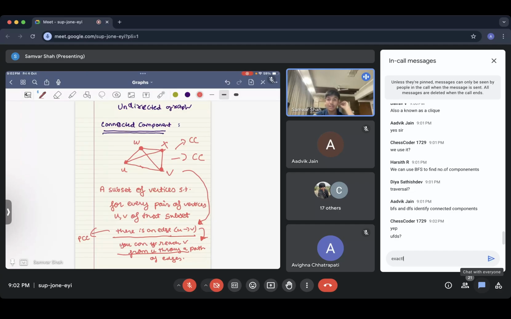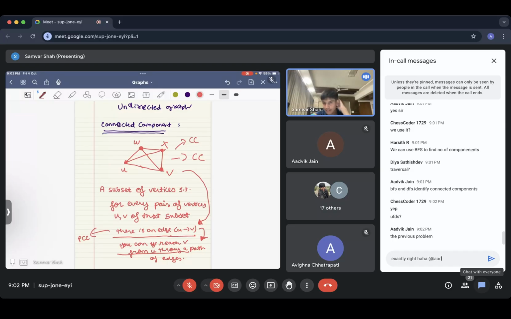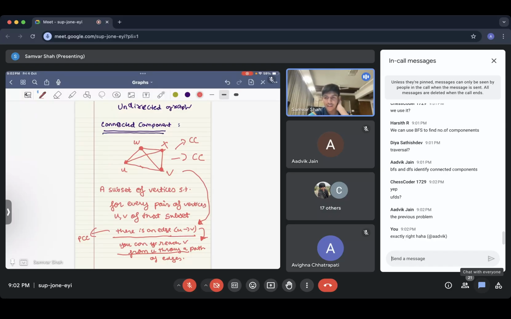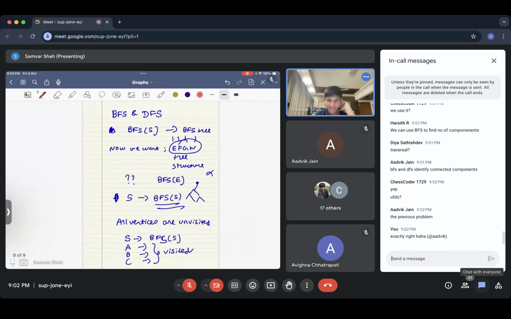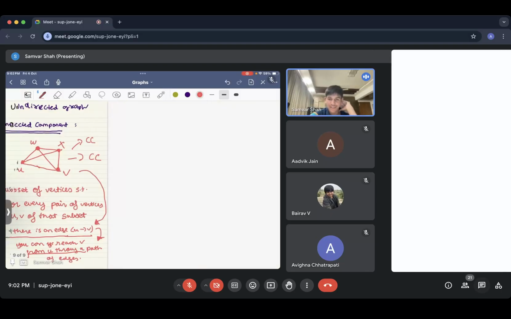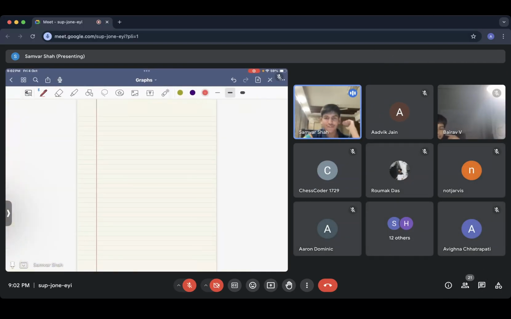Does anyone see that UFDS? Yeah, UFDS is correct. You can use DSU, but what we actually did in the previous problem was the algorithm that for every node, if not visited, just do DFS on it. That is the solution to this problem.